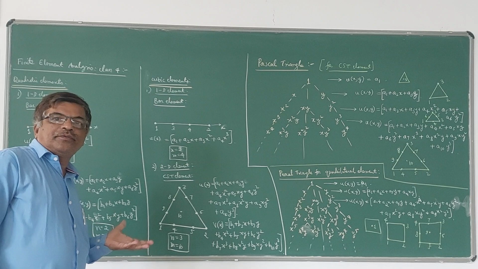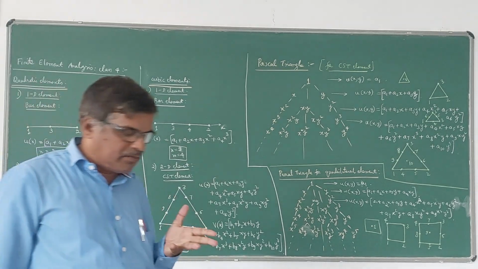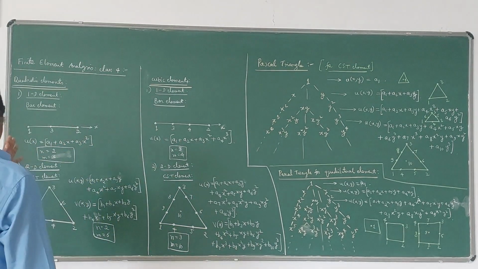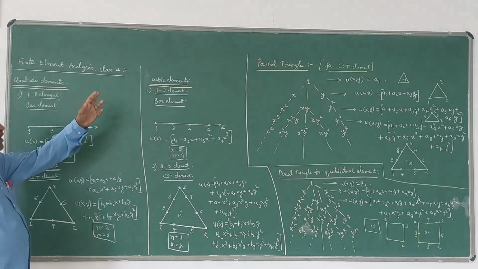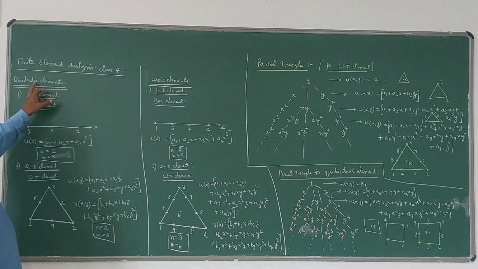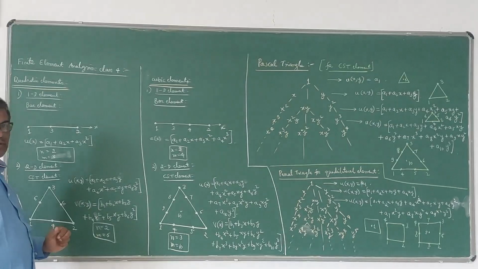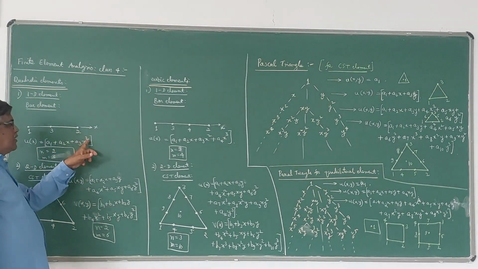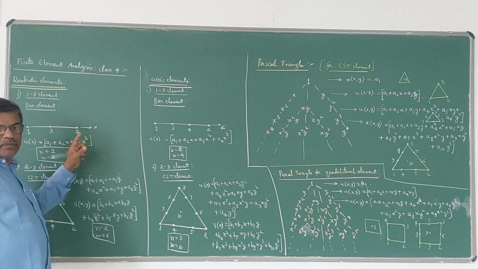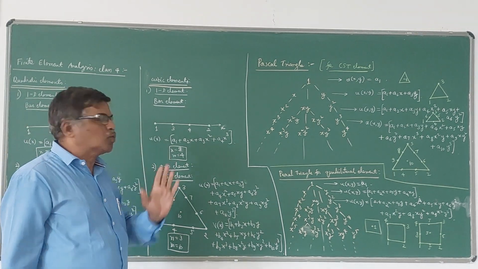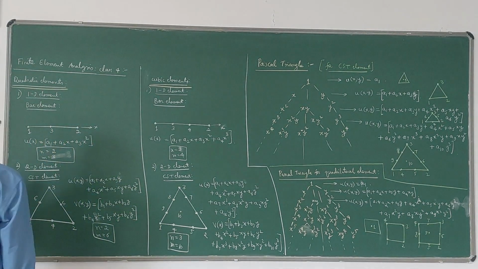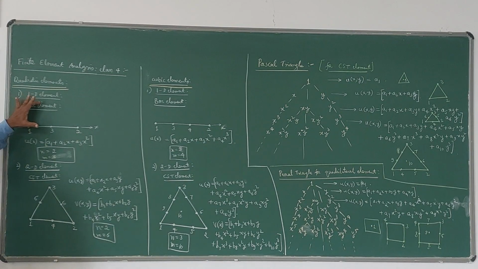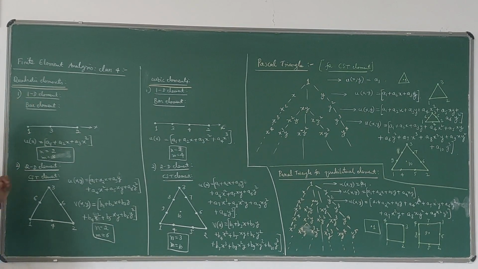Let us continue with the different types of elements. So here that is used in finite element analysis. Next we will take up quadratic elements. The quadratic elements means the highest power of x or y in the displacement function is 2. For example, you have one-dimensional element as well as two-dimensional element.